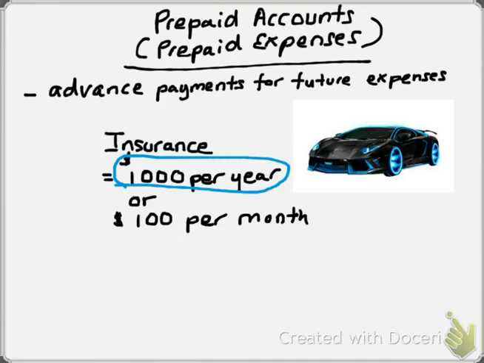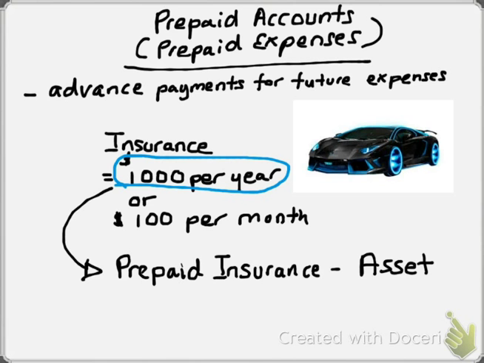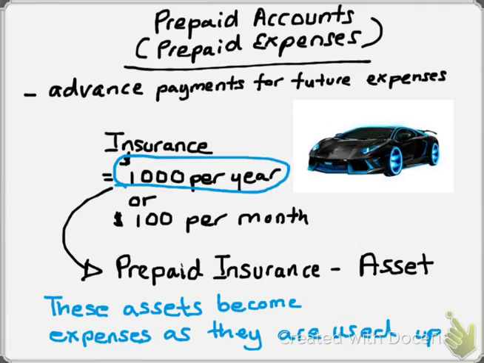Now, let's take a look at this $1,000 per year. What does this $1,000 per year entitle the company to do? This $1,000 per year entitles the company to use up insurance services for a whole year. You pay for it upfront, and you have the right to use that insurance the entire year, which is treated as an asset in the company. So the prepaid insurance is shown as an asset on your balance sheet. These assets become expenses as months go by and insurance is used up every month. Prepaid insurance, prepaid rent are typical prepaid expenses that companies pay upfront.